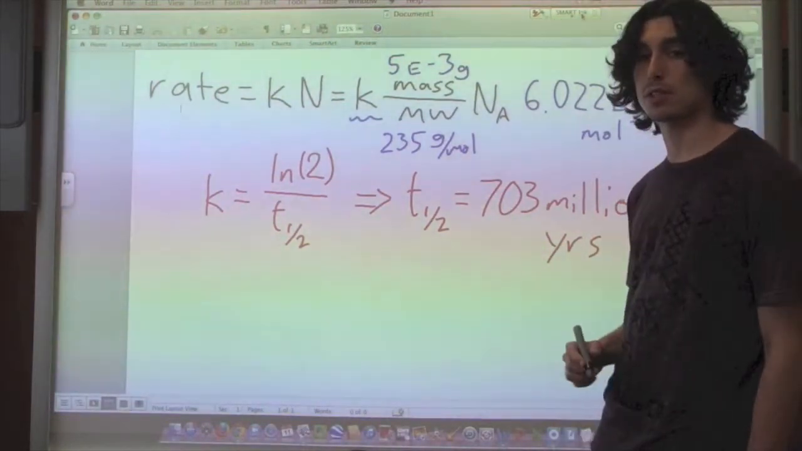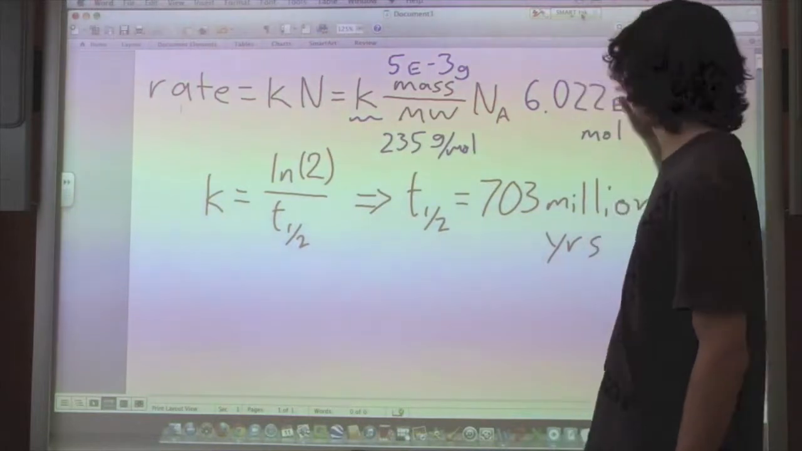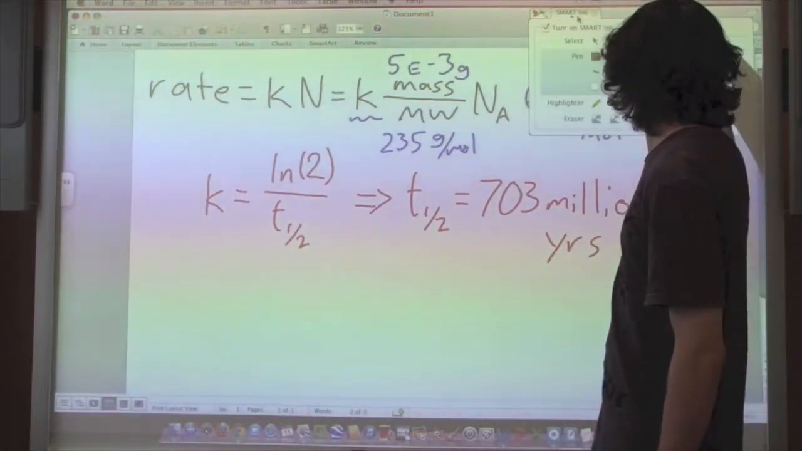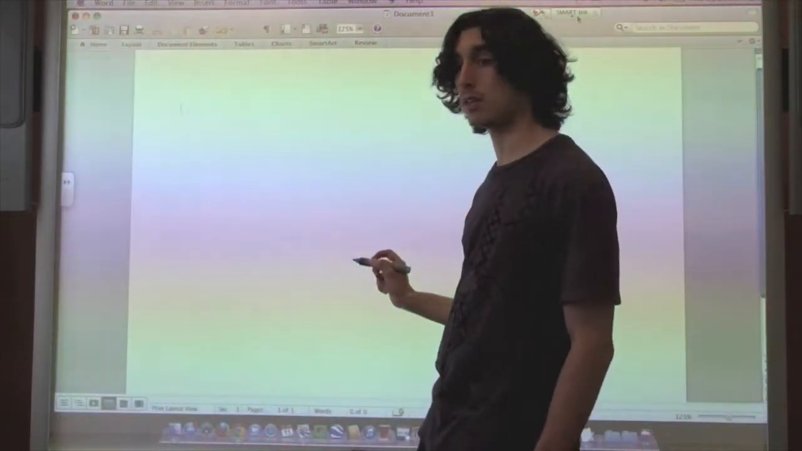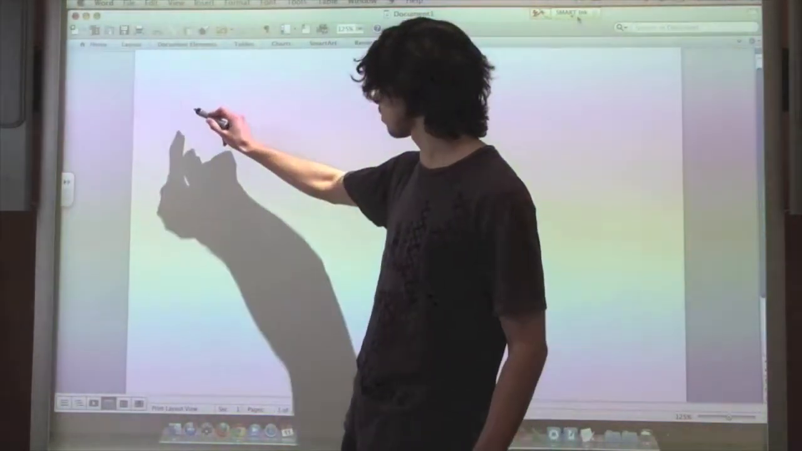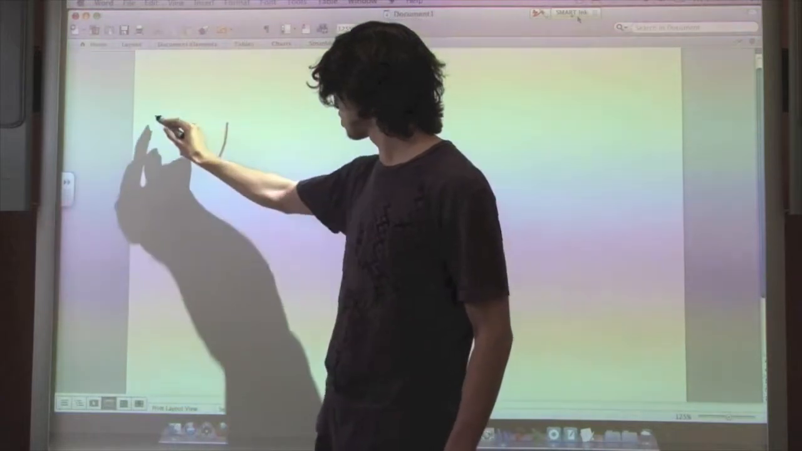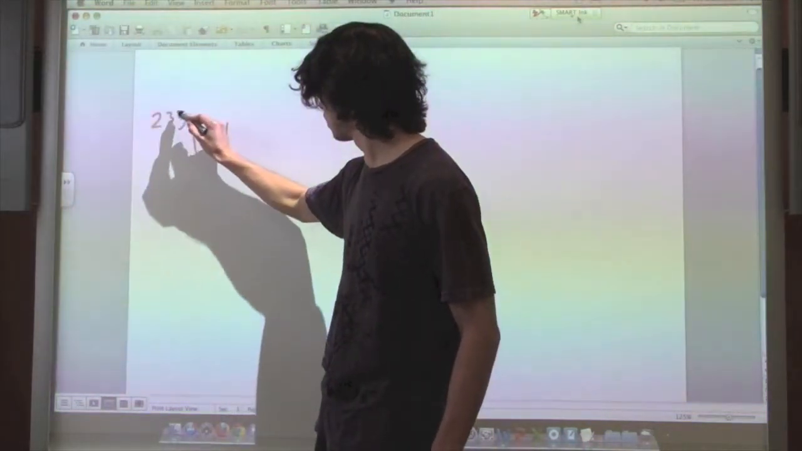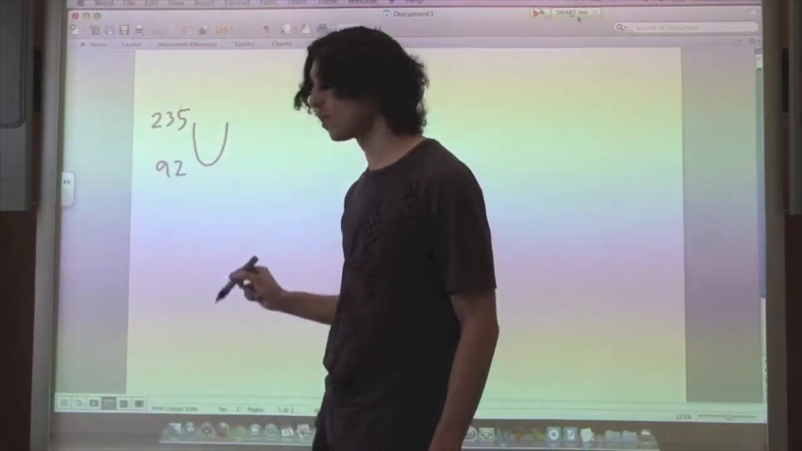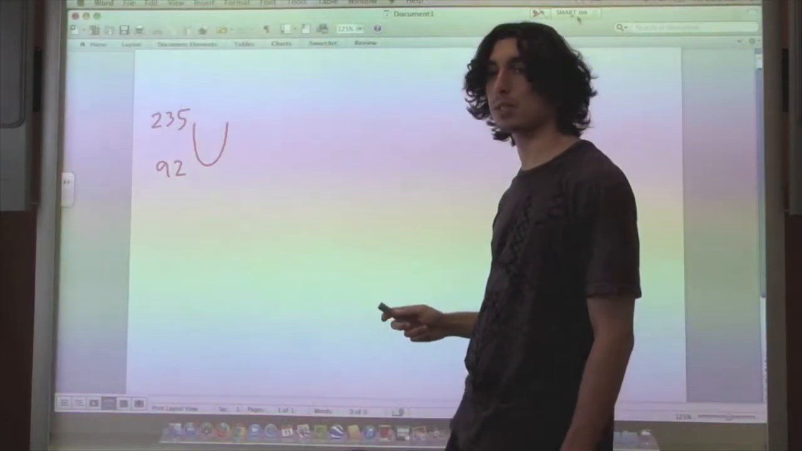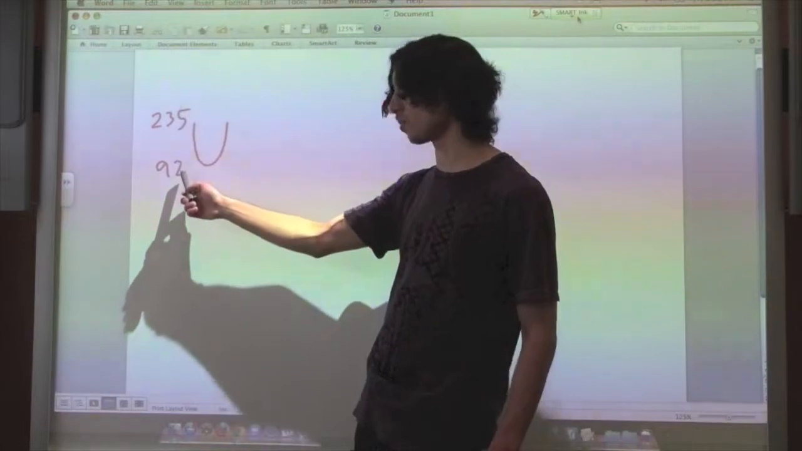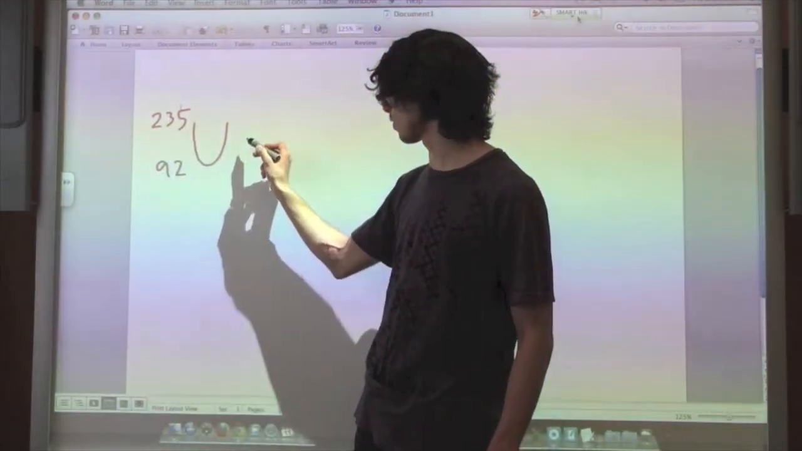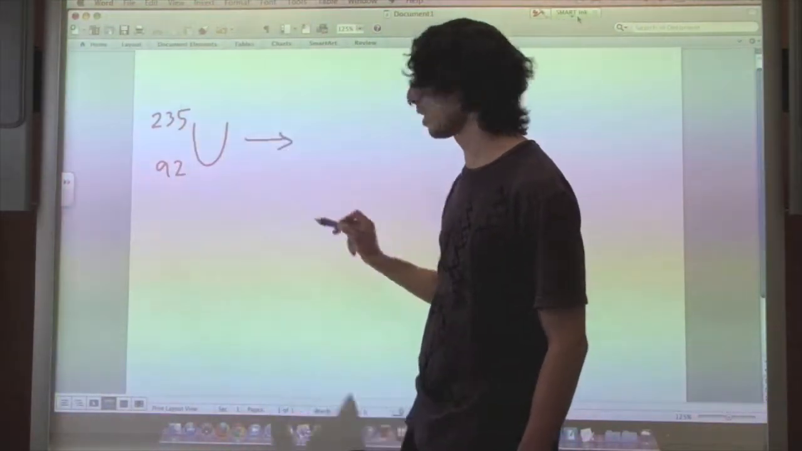Part C in this question asks you what uranium-235 decays into. You're told that uranium-235 decays through alpha radiation. So the thing to remember in nuclear chemistry is that subatomic particles are conserved. So 92 protons and a total mass of 235 has to be conserved.